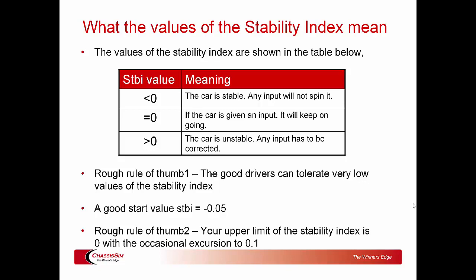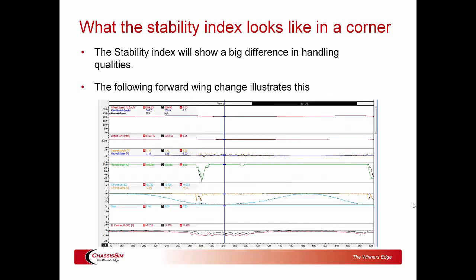Now, rough rules of thumb to get going. A good start value for the stability index is about minus 0.05 or about 5%. So the moment arm between the neutral point, the center of lateral forces, and the center of gravity is 5% of the wheelbase. Another rough rule of thumb too: you can tolerate the occasional excursion to 0.1, but you don't want to go too much over that. Just remember that is a rough rule of thumb.